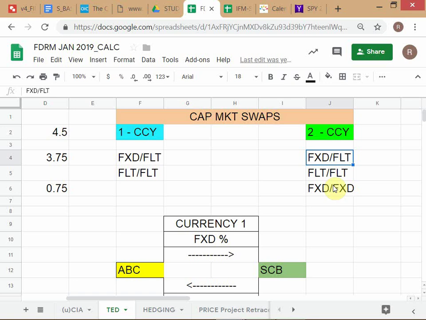So one leg is fixed, one leg is floating. Then again, you can have both legs floating, which means one leg is sterling LIBOR and one leg is dollar LIBOR. Is this clear? Both legs can be floating.